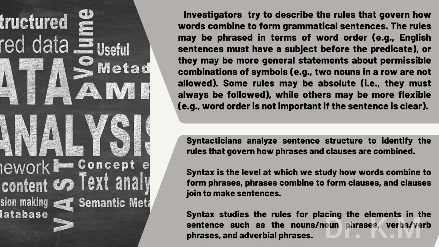Investigators try to describe the rules that govern how words combine to form grammatical sentences. The rules may be phrased in terms of word order. For example, English sentences must have a subject before the predicate, or they may be more general statements about permissible combinations of symbols. For example, two nouns in a row are not allowed. Some rules may be absolute. For example, they must always be followed, while others may be more flexible. For example, word order is not important if the sentence is clear.